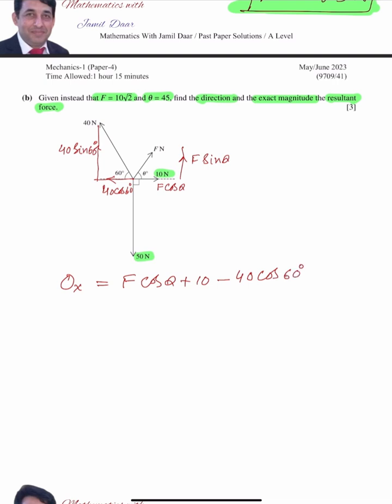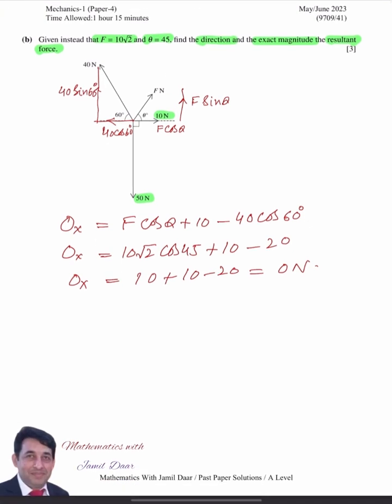degree. So F is 10 square root of 2, 10 square root of 2 cos of 45 plus 10 minus 20, and this will become Ox is 10 plus 10 minus 20, and this is 0 Newton. So the horizontal component is 0.